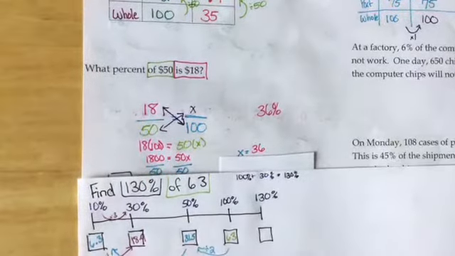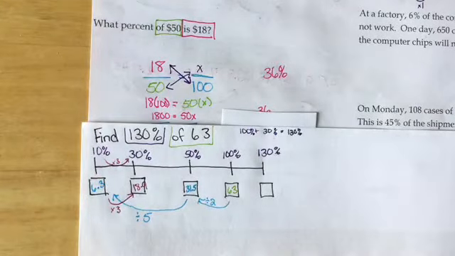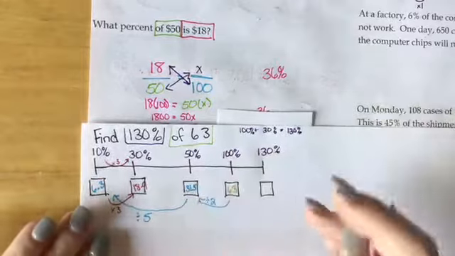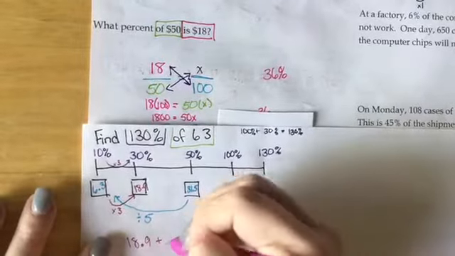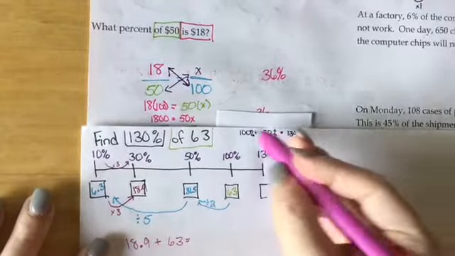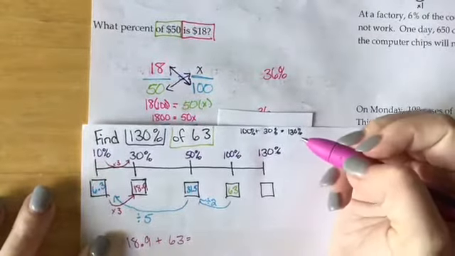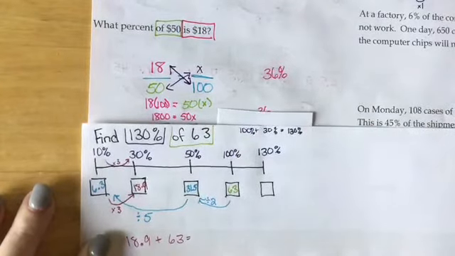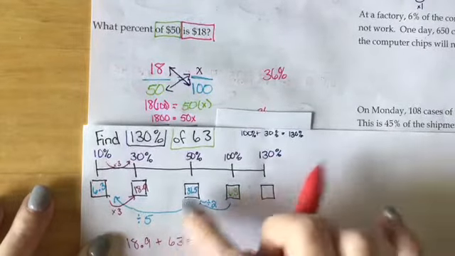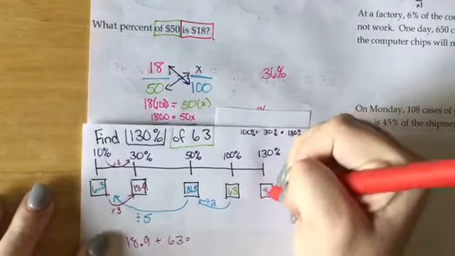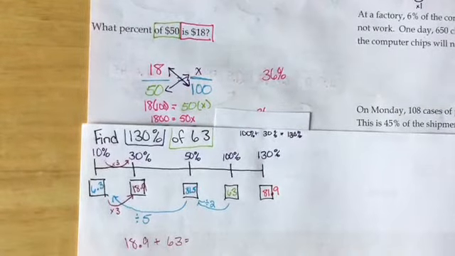So I take that 18.9 and add that 18.9 to 63 to get what 100% plus 30% gives me, 130%. So our answer for what 30% plus 100%, or 130%, is for 63 is 81.9. So our correct answer for that is 81.9.